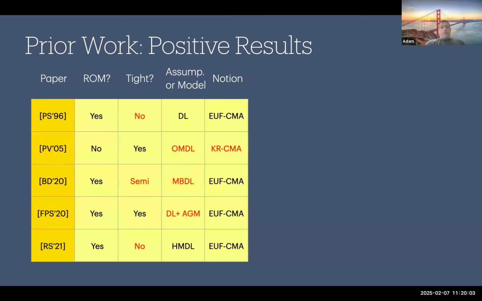Let me just talk about what the prior results towards this goal are. I list here some results in a table. The Pointcheval-Stern result, as we've seen, is under discrete log, but it's not tight. An interesting result of Paillier and Vergnaud is that they don't use the ROM, but they only prove security against key recovery. So not full unforgeability, but they give a tight reduction under what's called one-more discrete log. That's a much stronger assumption than discrete log, where you have an oracle that solves discrete log for you on other points than the challenge.